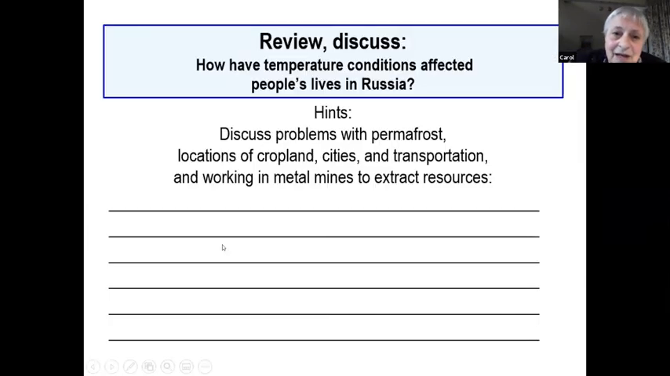But apart from that, we do try to have the students look at these and look back and say, well, what's the problem with permafrost? How does that affect locations of cropland, cities, transportation? Yes, Russia has resources, but how do you extract those resources?